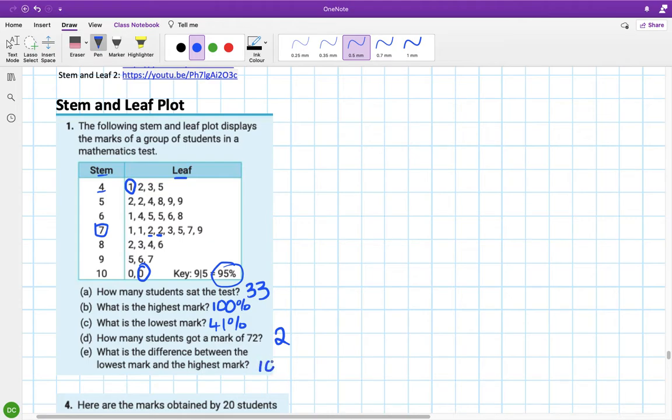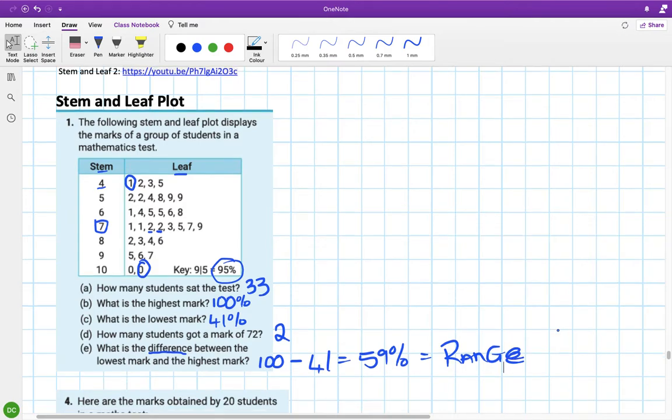What is the difference between the lowest mark and the highest mark? So the highest mark was 100. When they ask you for a difference, that means you're subtracting. Lowest mark is 41. Now there's a name on this, which we'll come across later. So the difference there is 59%, and that's actually called a range. Don't need that for here, but you will need it later. So when you do the highest mark minus the lowest mark, it's called a range.